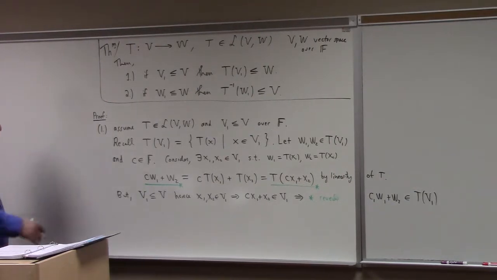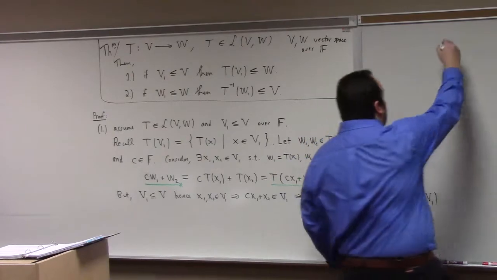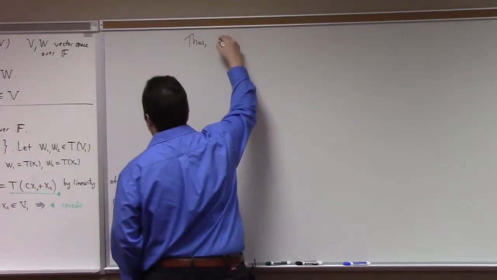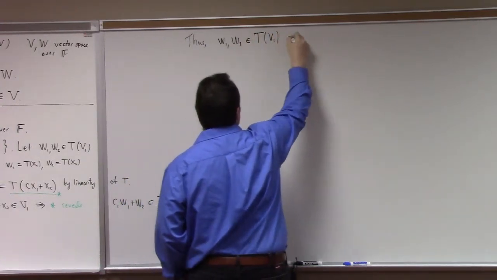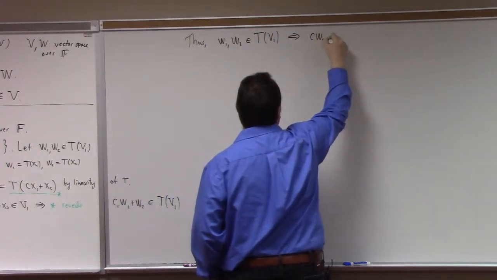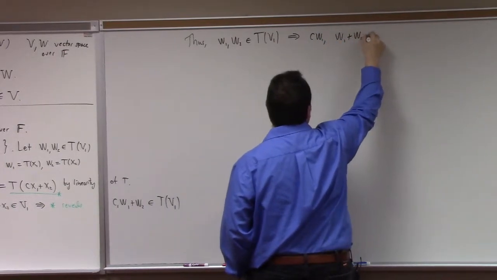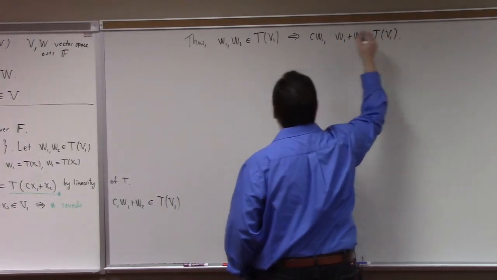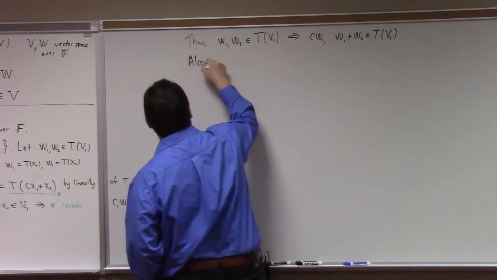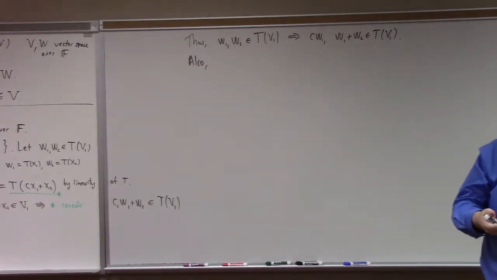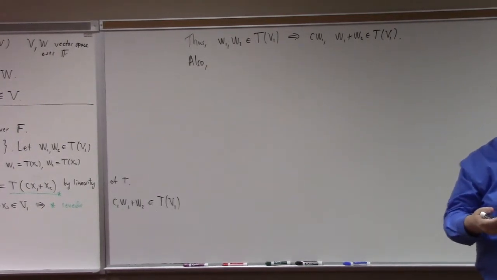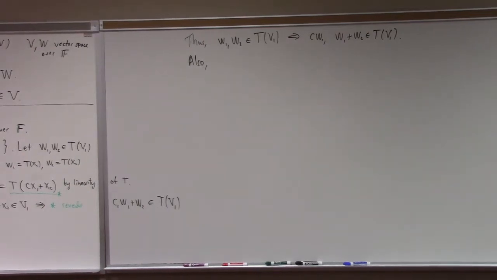This then, so we have, thus, W1, W2 in T of V1 implies that CW1 and W1 plus W2 are in T of V1. Also, I usually try to do this at the start when I'm doing a subspace test theorem proof, right? But what did I forget? I need to show that T of V1 is non-empty, right?